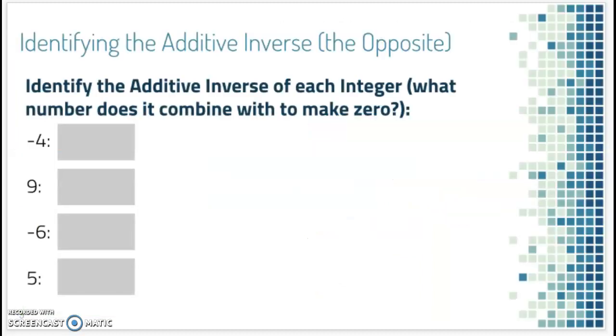In your notes, you have this slide. Go ahead and fill in your notes the additive inverses of these 4 integers.